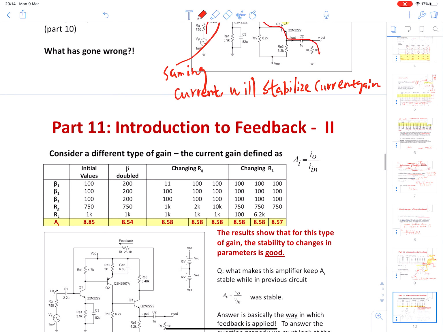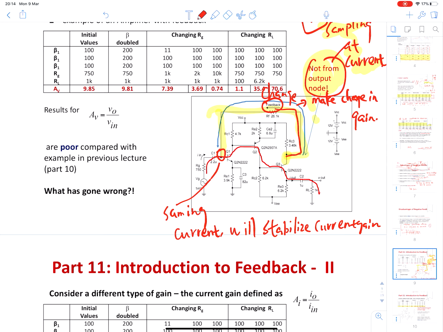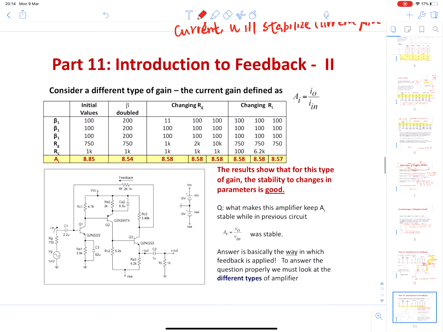The lecture said that we are actually sampling the current from here to here, but do not know what that means. So let's introduce negative feedback, which shows that this kind of gain is good.